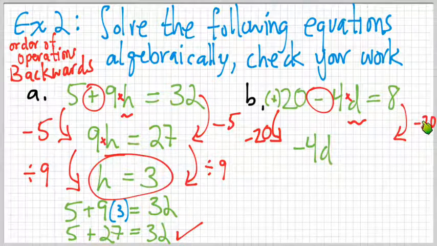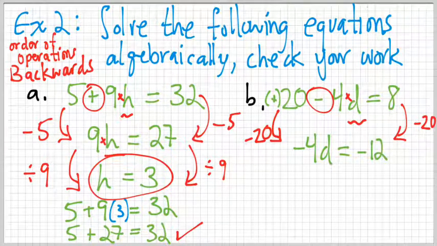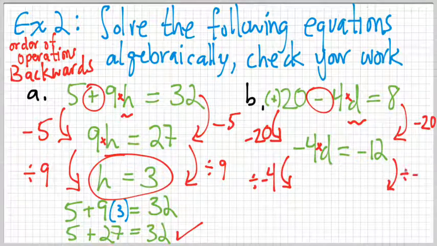So 8 minus 20, well, 20 is bigger than 8. That means we're going to end up with a negative number. So 8 minus 20 is negative 12. So our equation becomes negative 4d equals negative 12. And we've got multiplication, negative 4 times d. So to undo that multiplication, we're going to divide, and we're going to divide by negative 4.